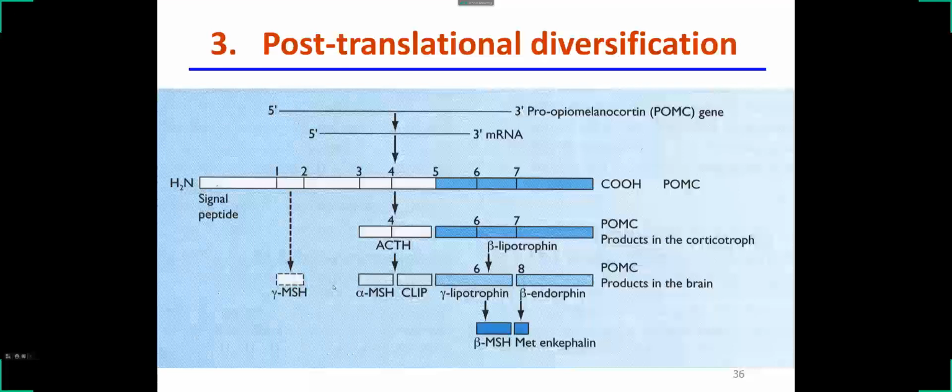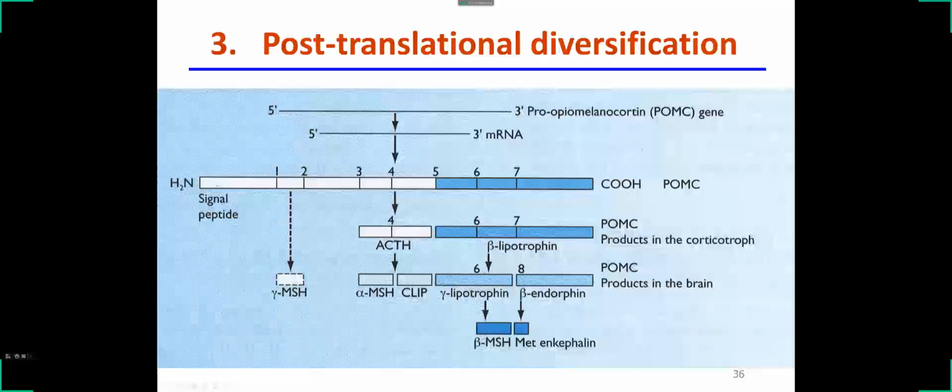So we get what's called gamma MSH from this one and two. And these are some of the receptors my lab also works on. You can get ACTH for your adrenal activation. You can get beta lipotropin. Beta lipotropin can get broken up, and these are products in the corticotrophs. Beta lipotropin also can get cleaved within different products in the brain and some of the POMC neurons for gamma lipotropin and beta endorphin.